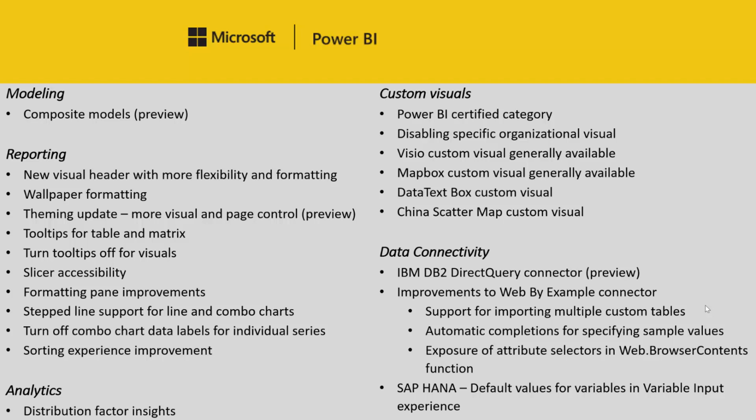So Composite Models is a preview feature that we're releasing this month that lets you combine DirectQuery sources with other DirectQuery sources and also import in. So you can have as many DirectQuery sources and import tables as you want to make your report. And so this is a really big step forward in terms of functionality.